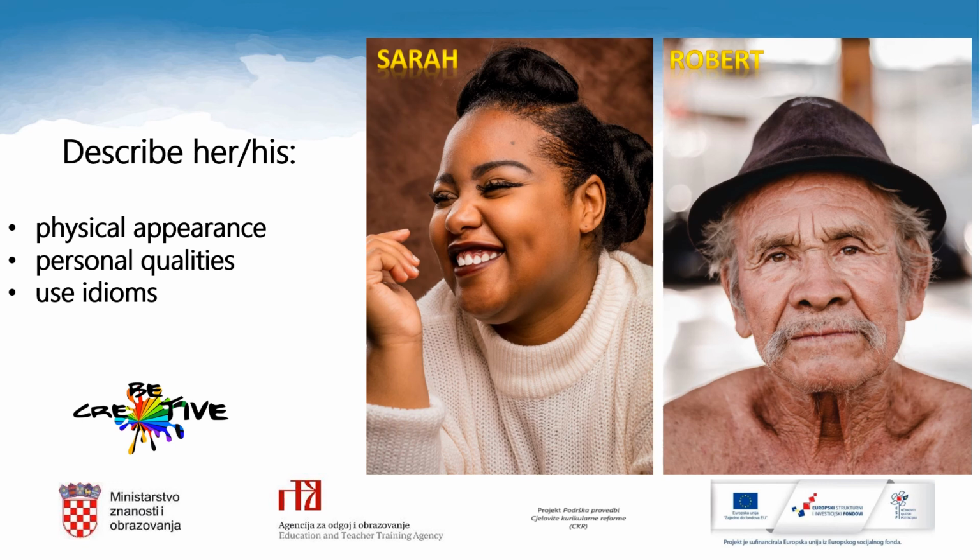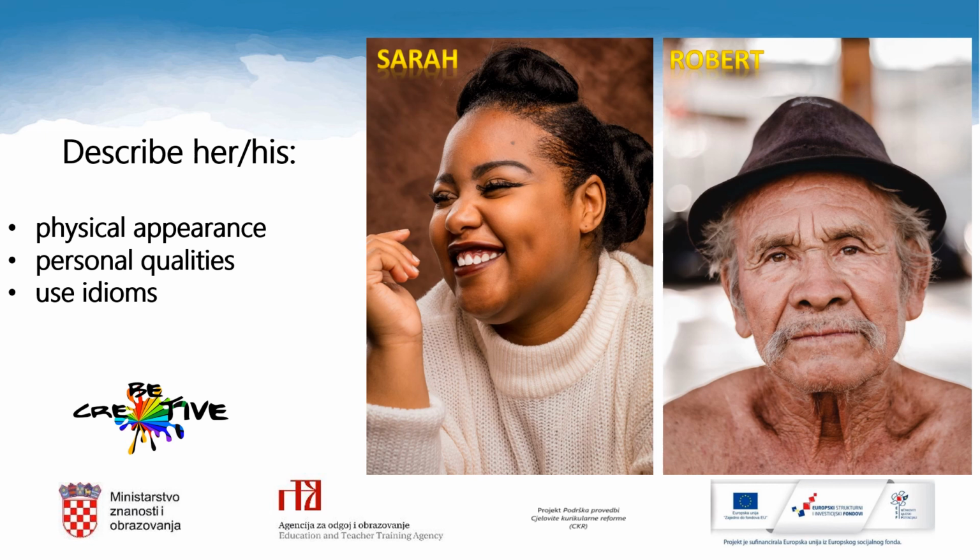And we have come to the last one of your tasks in this lesson. Choose one of the photographs and describe the person in as much detail as possible. All the information which is not visible can be made up. Don't forget to include the descriptions of their physical appearance as well as their personal qualities. Use at least one idiom to describe the person of your choice.